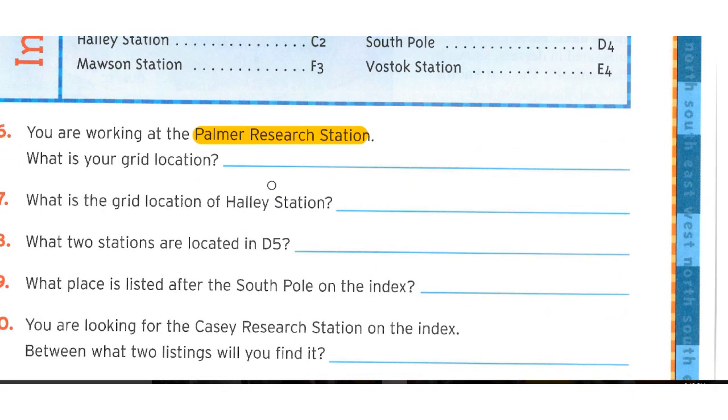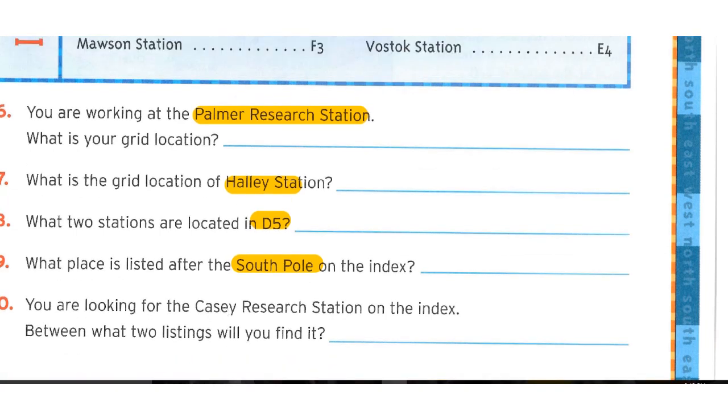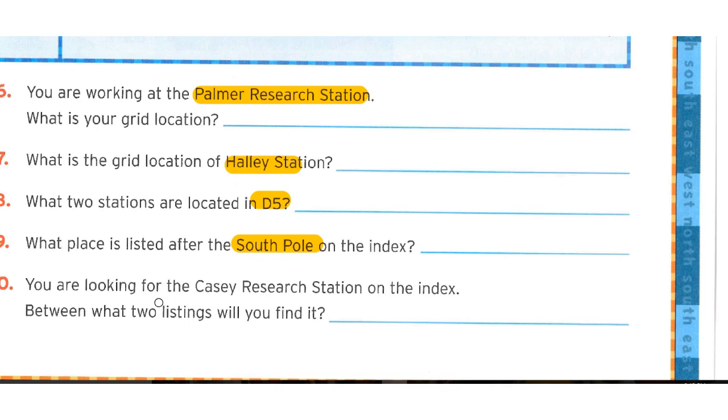Do the same thing for the rest of these, so we can see where Halley Station is, what station is located in D5, and what place is listed after the South Pole in the index. Or if you are looking for the Casey Research Station on the index, between what 2 listings will you find it? That one's going to be a little bit tricky, so try your best on that one. Again, ask if you need help, but this video should help you figure these out.